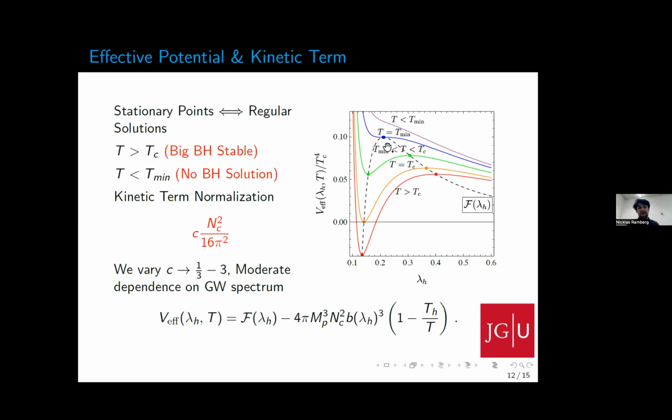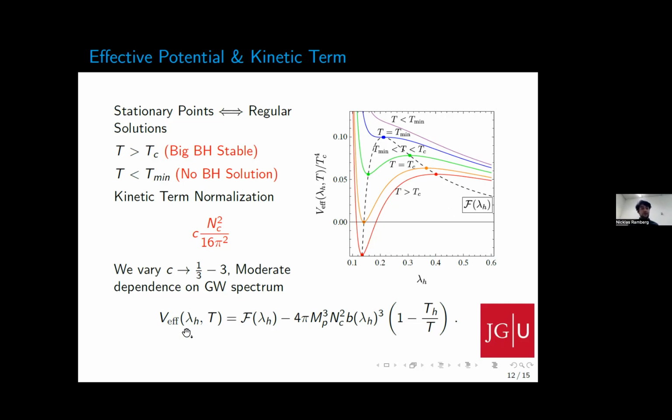And seeing that you have an intersection shows that the stationary points of the effective potential correspond to regular solutions to the Einstein field equations, because at those points you recover the fact that you have regular solutions.